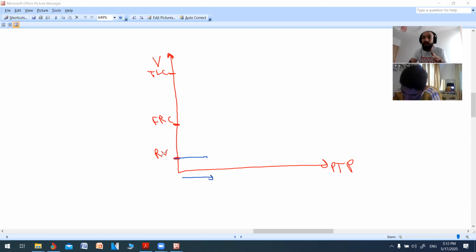So the compliance at the RV is very low. After it, the compliance starts to increase. Why? Because I will beat the surface tension. You understand? And after it, the volume will increase very easily by increasing the PTP. That means that here the compliance is very good. You understand? And when I almost reach the total lung capacity, the compliance starts to decrease again.